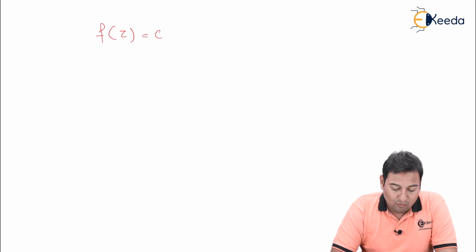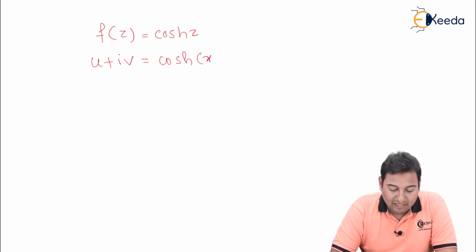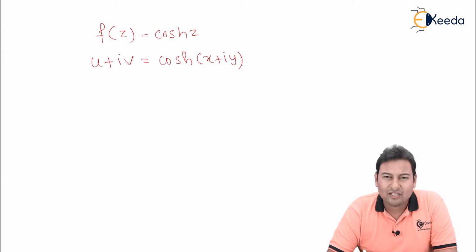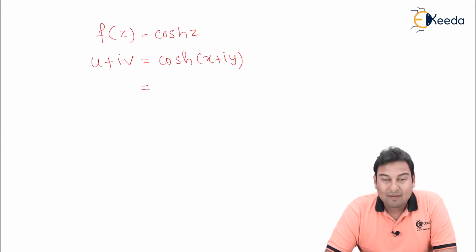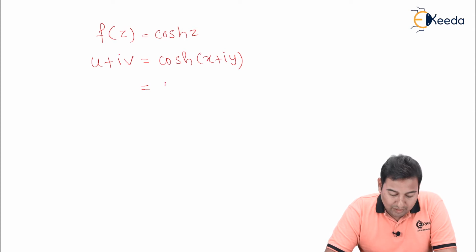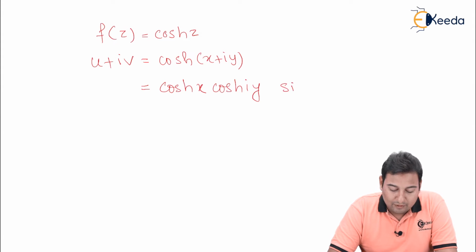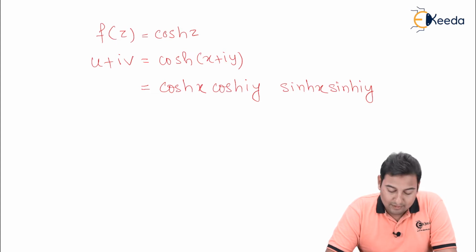f of z is equal to cos hz. f of z will be replaced by u plus iv, and cos h z will be replaced by x plus iy. The same problem is already solved, so I'll be going a bit faster here. Let us open the bracket. For cos, the sign is opposite, but when it is hyperbolic, it is always the same sign. So it will be cos hx cos hiy plus sin hx sin hiy, with the same sign. We discussed this a number of times.